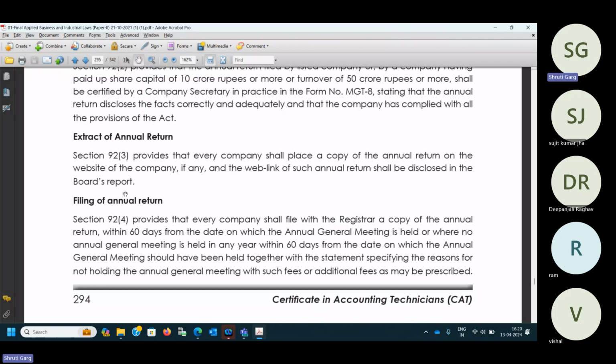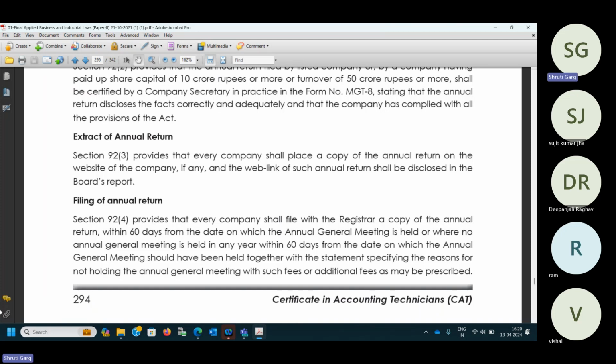Clear? Every year, a company has to prepare its annual report. We may call it the board report also, annual report or board report. Clear? The annual report includes the board report, financial statements, cash flow statements, auditor reports. Clear?